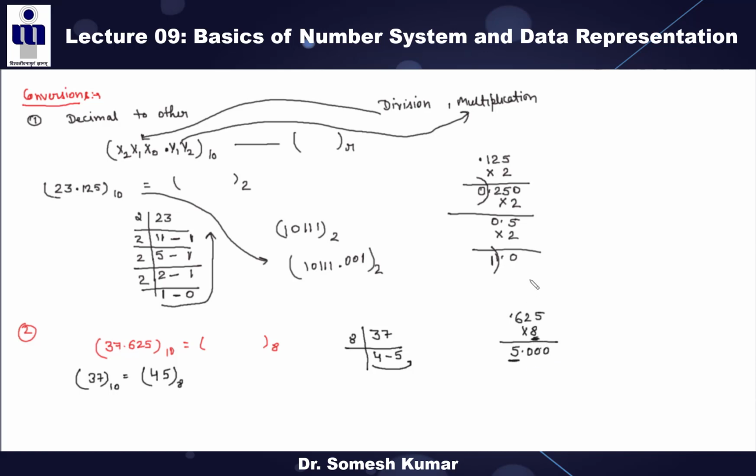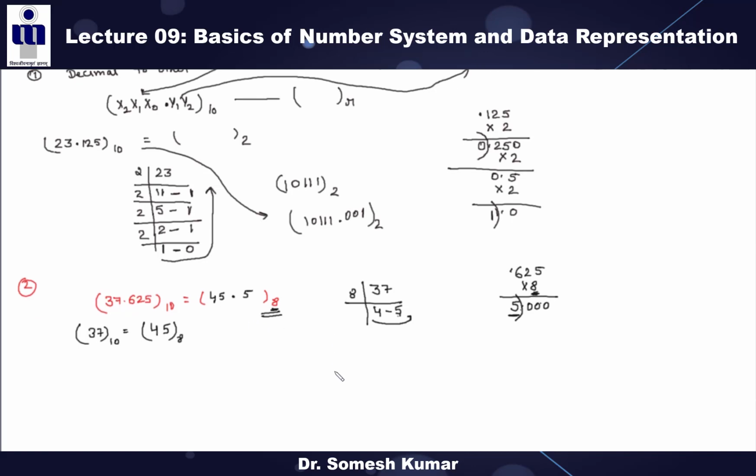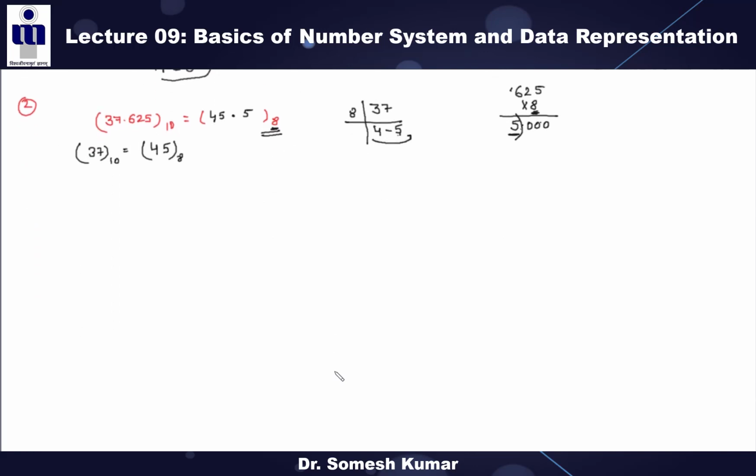So our aim is to find the remainder which is less than that base for which you have to convert, right? So here this is 5, so here directly we can write down 45.5. This is in form of octal. So like this you can convert any decimal to any other base, right?